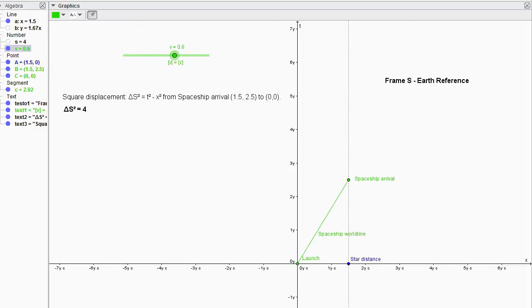But there is no relativistic effect, as the frame is at rest, and in it we see the spaceship like a point which moves uniformly to the star along the x-axis.